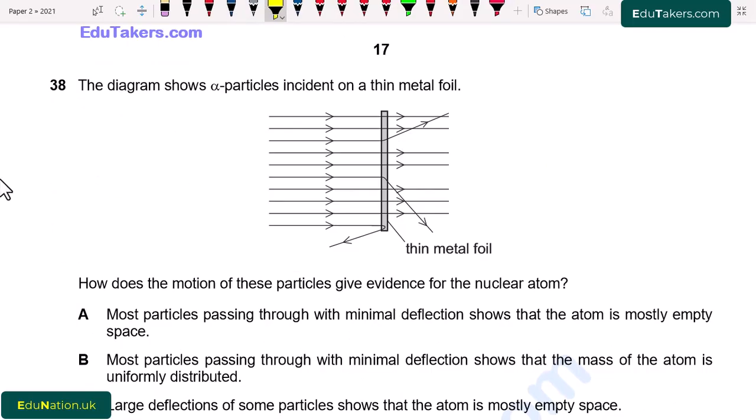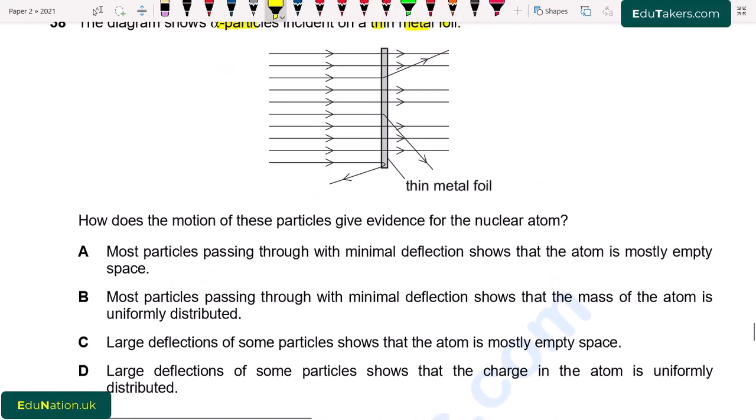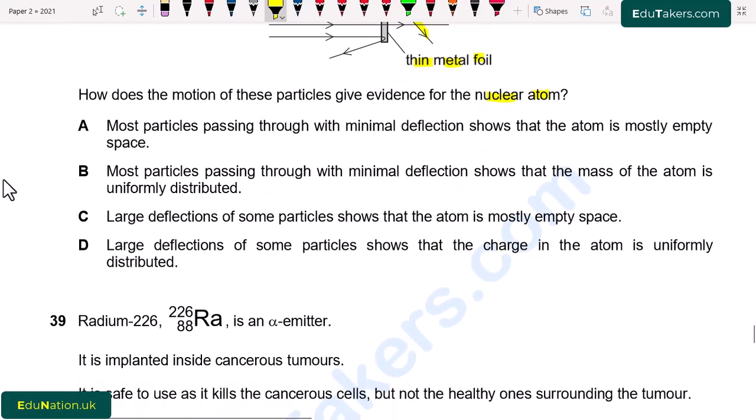Question number 38. The diagram shows alpha particles incident on a thin metal foil. So here we can see that there are alpha particles that are incident on the thin metal foil. Some of these alpha particles pass straight forward, while there will also be deflection here, which is shown by this bending path. How does the motion of these particles give evidence for the nuclear atom?